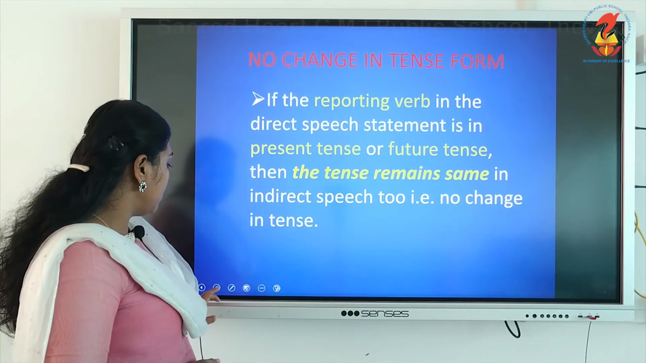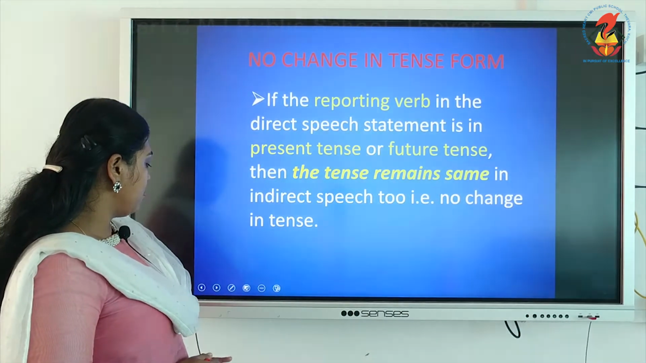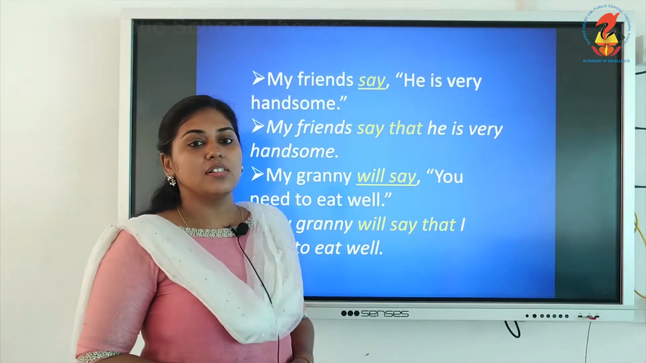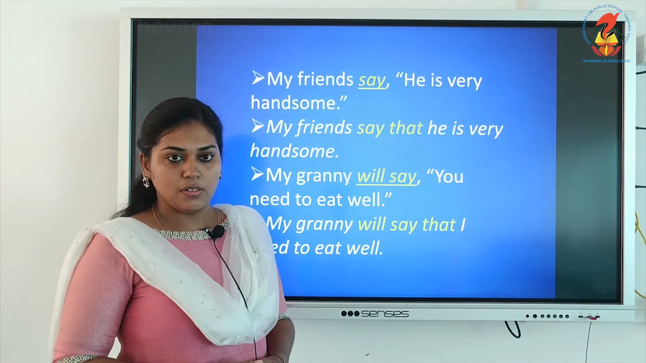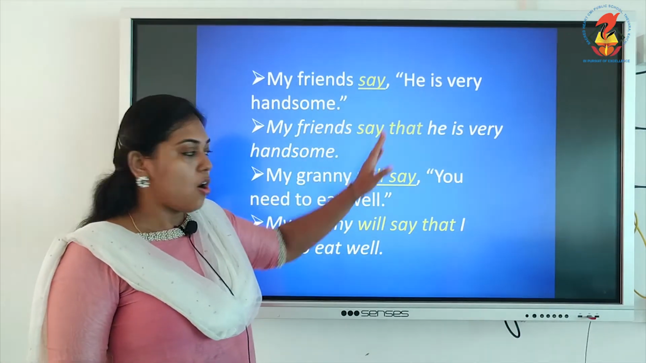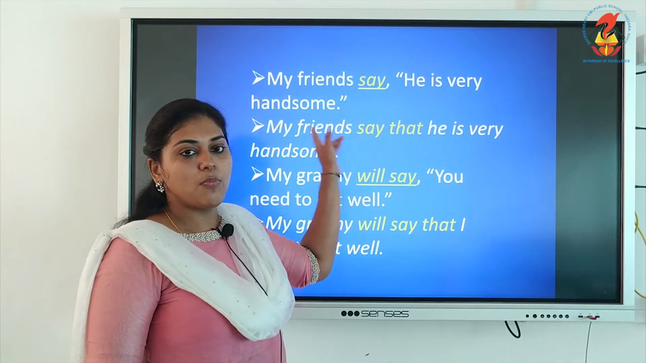If the reporting verb is in present tense or future tense, you know what is a reporting verb, right? What is the reporting verb here, children? We call the word said the reporting verb, isn't it? So the word said, if it is in present tense or in future tense, then there is no change in the tense form of the dialogue.